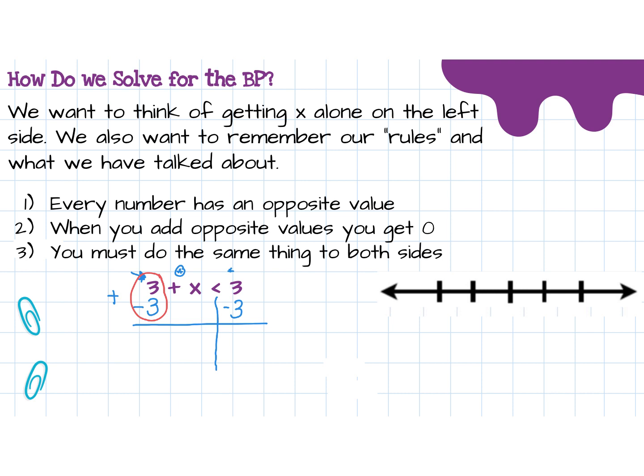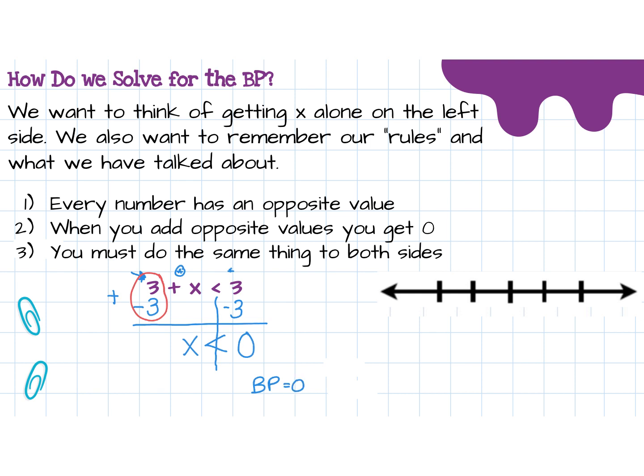So what do we have left? On the left, we have x left. And that's going to be less than. And then what ends up happening on the right? Well, unfortunately, we also end up with a 0 pair on the right because 3 minus 3 is also 0. So we end up with x is less than 0. Okay, so our boundary point is 0.